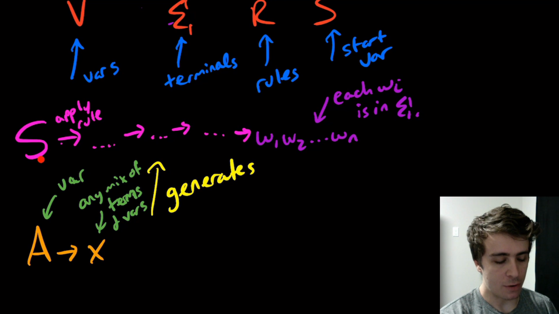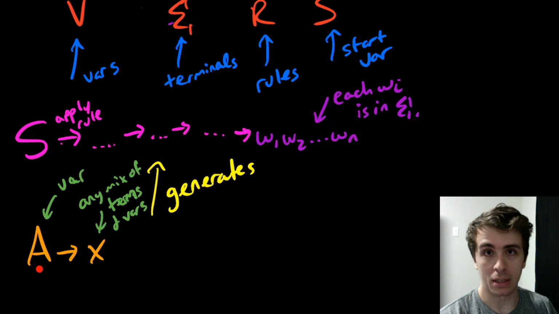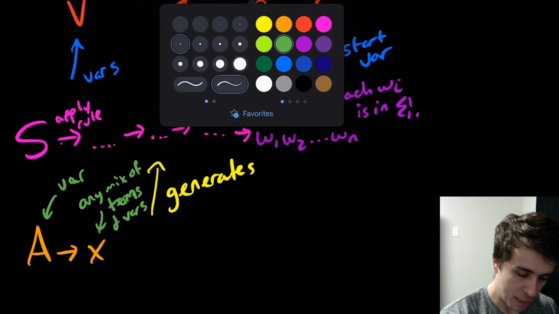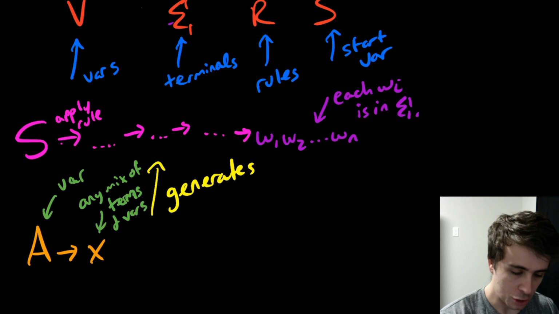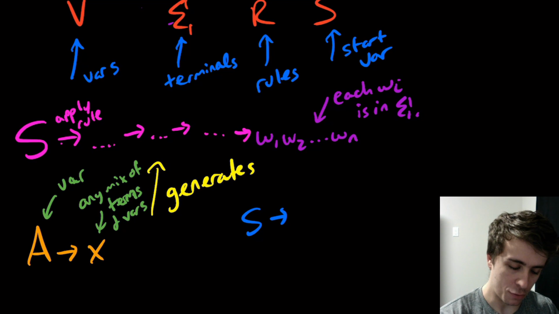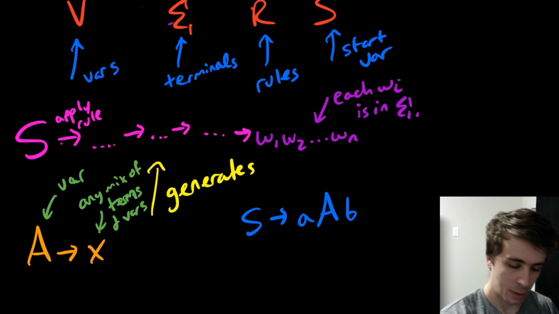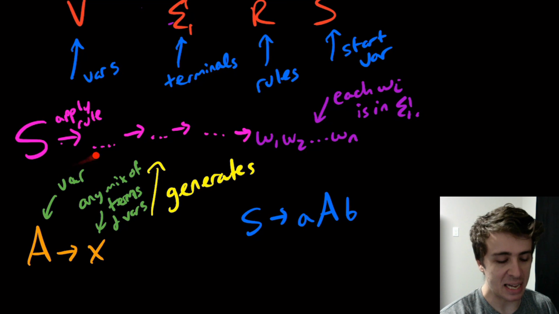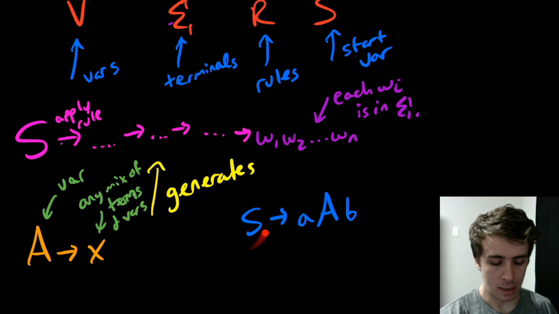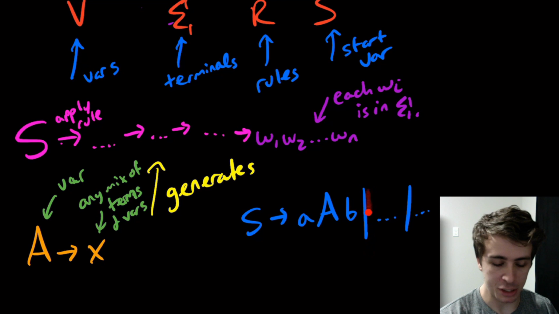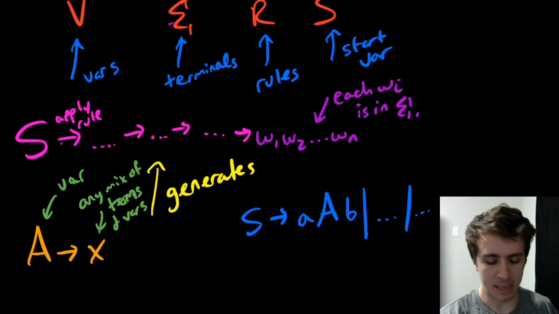Whenever I have a variable, I look at the corresponding rules where it appears on the left side, and I am allowed to replace it with the thing on the right side. For example, if we had, actually I'll interchange it to be S. So S, let's say, has a rule of the form a, which is a terminal, capital A, which is a variable, b, which is a terminal. Then what I can do here is replace this S entirely with its right-hand side, which is this. We're always replacing the variable with one of its right-hand sides. Now, the variable S can have other things on its right-hand side too.